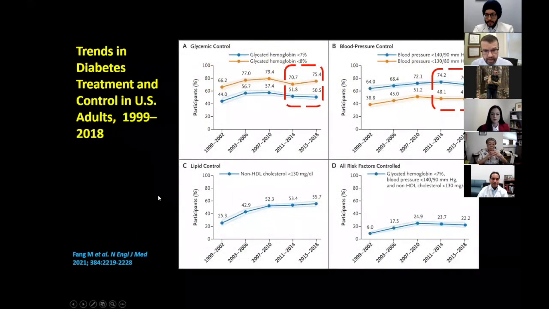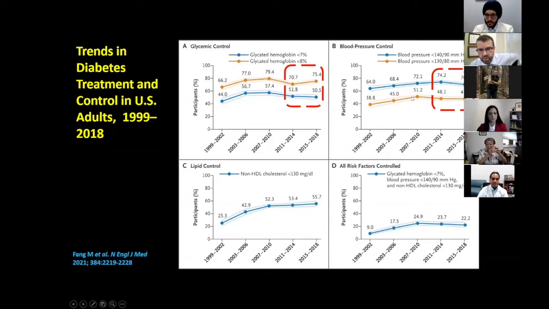Looking at where things are right now, this is looking at trends from 1999 to 2018. If you look in the top left here, first of all, just general glycemic control, we saw a steady improvement. Now the yellow line is a target A1C of less than 8 and blue of less than 7. So more stringent, less stringent goals. We saw a leveling off, maybe a little bit of a dip. The reasons for this are not quite clear, but there was definitely a leveling off over the last decade in terms of hitting those targets.